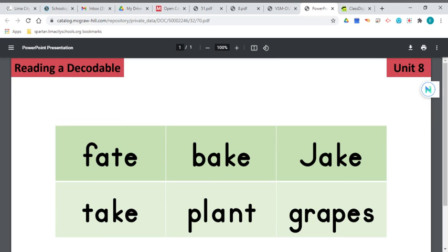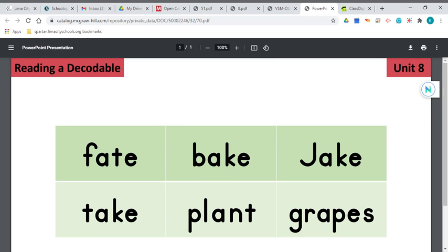Now, take a look at the next word. It's got a capital J because it's a name. We also see that silent E, making sure that we understand that it makes A say A. It's a long A. J says J. Long A says A. K says K. Put it together. J-A-K. Jake. So in our story, we'll have that name, Jake. And remember, E didn't say anything at all in that word.